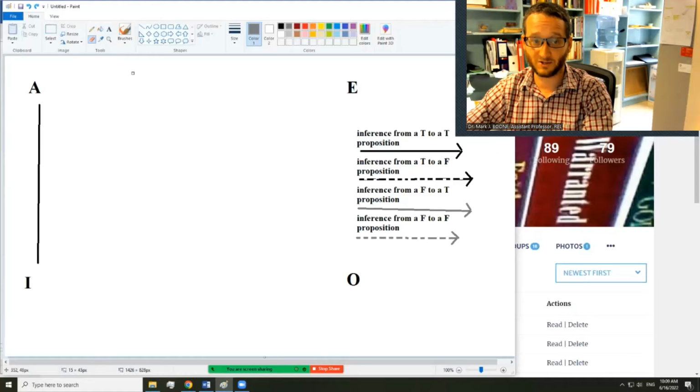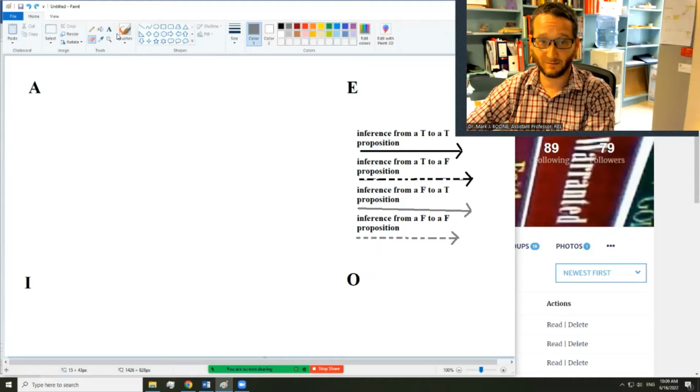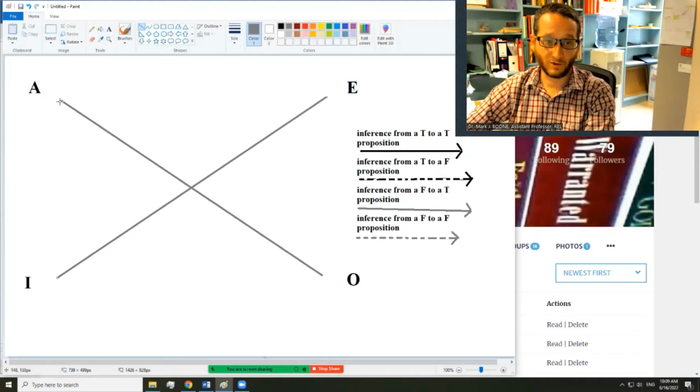On the modern square of opposition, things are much simpler. Actually, we don't have any solid blacks or dotted grays. On the modern square of opposition, all we have is dotted black and solid gray. And of course, they go both ways for a total of only 8 inferences. If A is true, its corresponding O proposition is false, and vice versa.